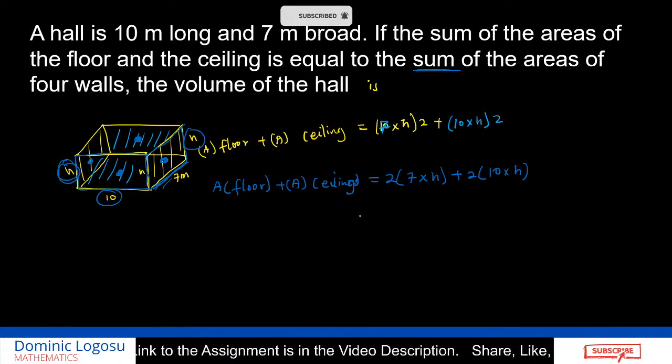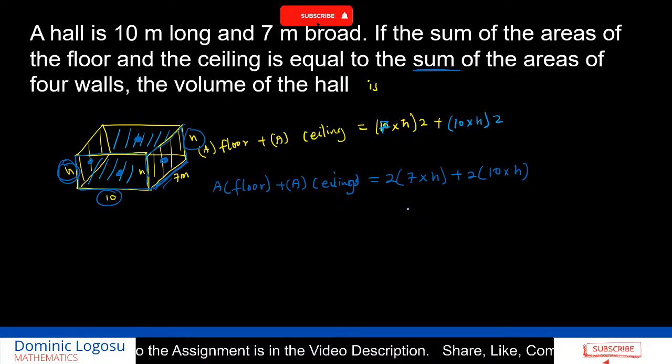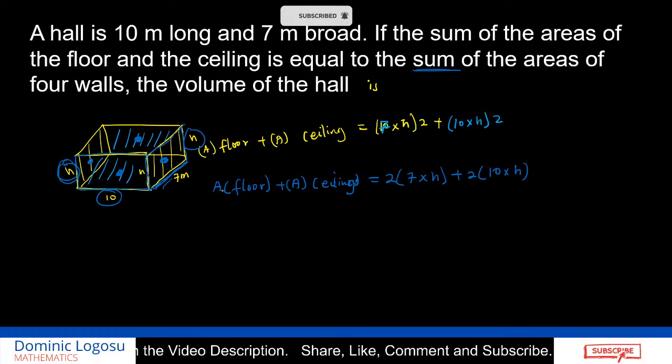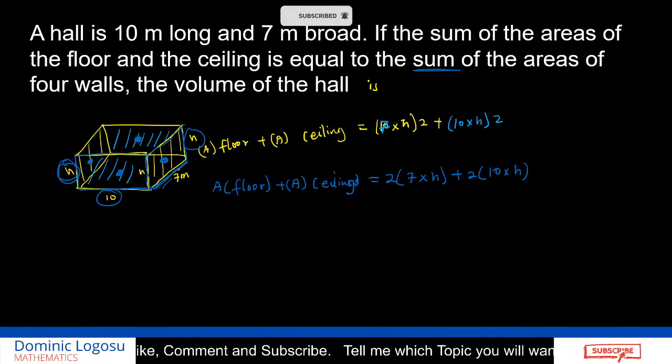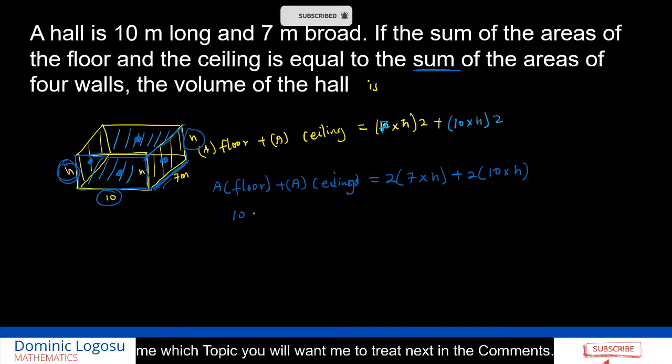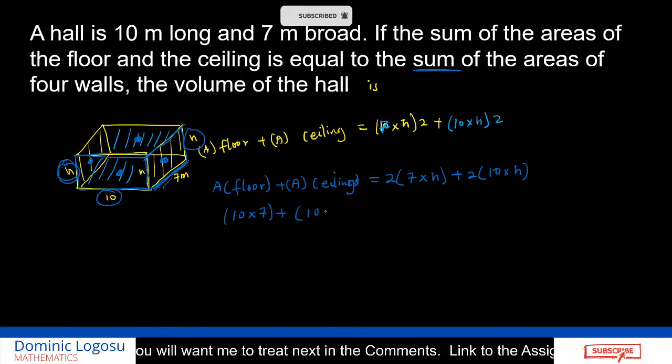Once we have that, then we can go ahead and find the area of the floor and the area of the ceiling. That is easy because the area of the floor will be the same as the area of the ceiling. They are all the same. It will be the length and then the width. So we can say that area of floor will be 10 times 7 plus area of ceiling, which will also be 10 times 7.